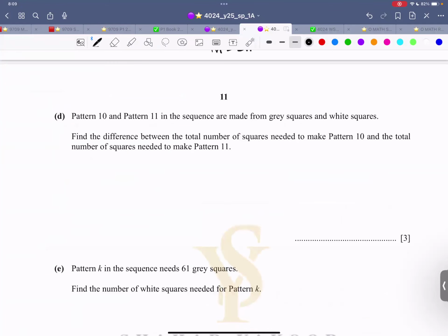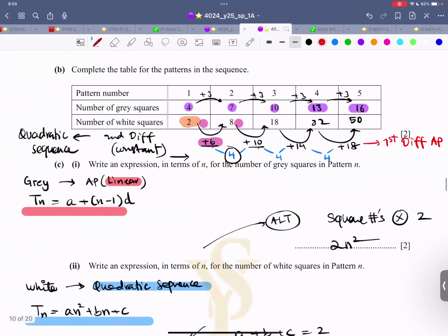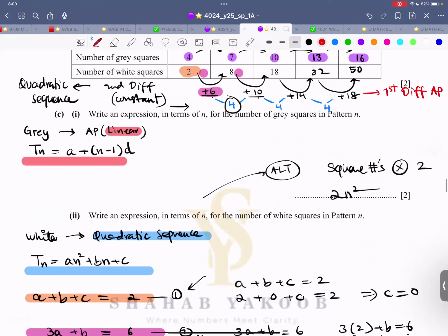Now it says pattern 10 and pattern 11 have sequences made from gray and white squares. Find the difference between the total number of squares needed to make pattern 10 and the total number of squares needed for pattern 11. So for pattern 10, n is equal to 10. Then we have this thing, Tn. I think I skipped one thing. Let me just work it out.